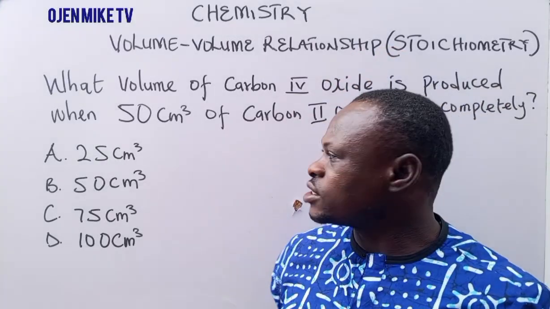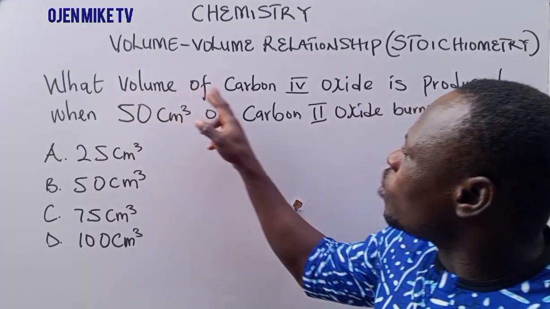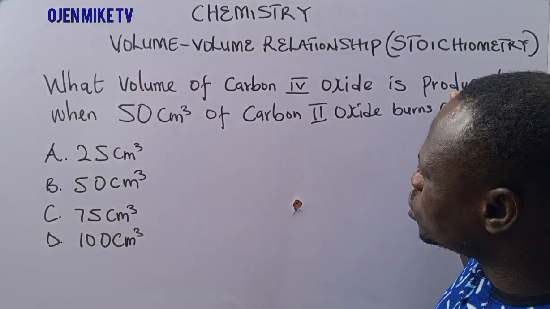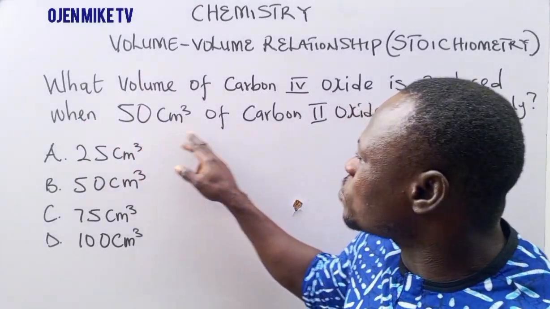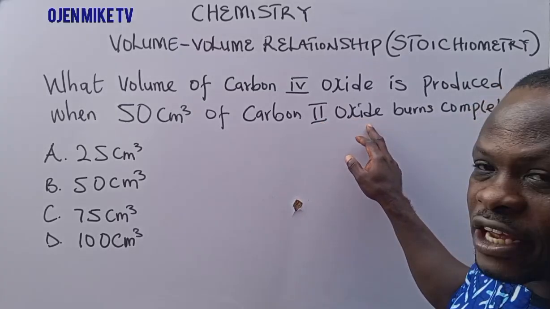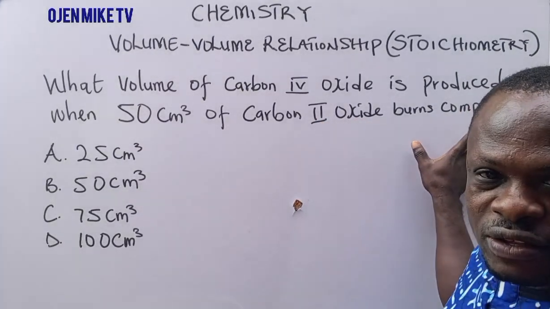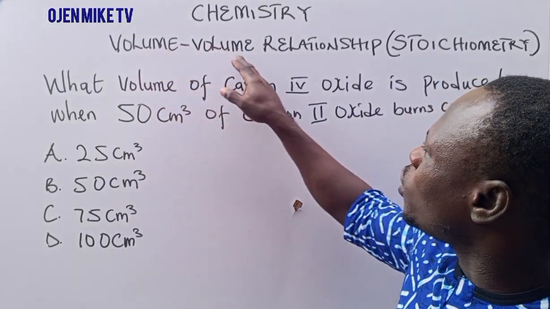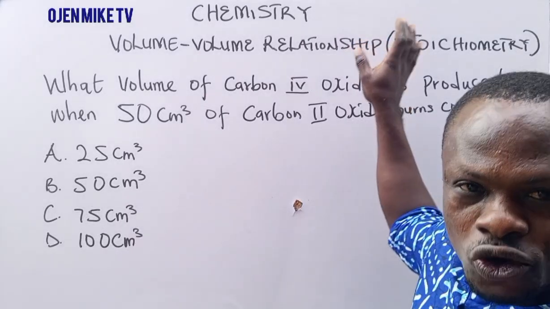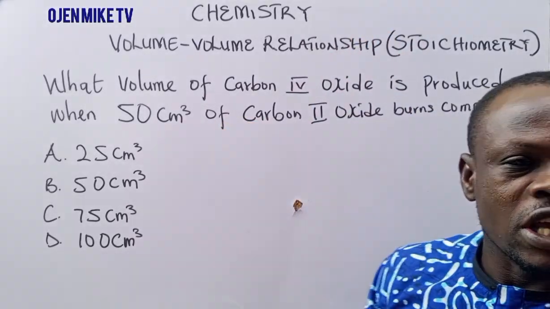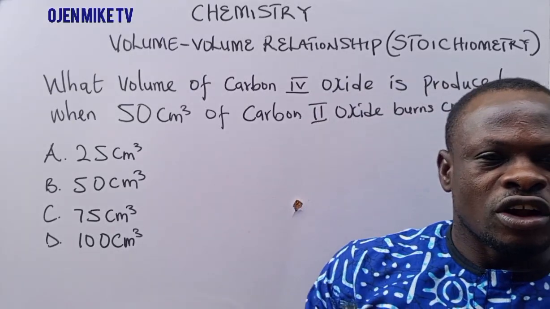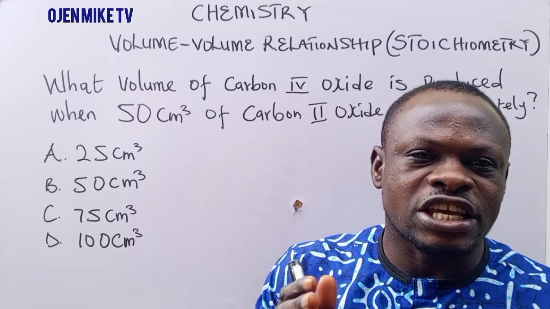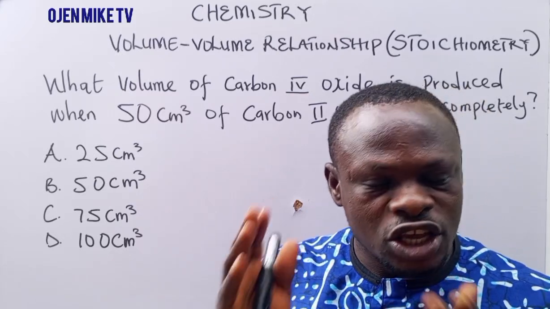The question reads: what volume of carbon monoxide is produced when 50 cm³ of carbon monoxide burns completely? Like I said, this question is coming from the volume-volume relationship under stoichiometry. Stoichiometry is the quantitative relationship between the reactant and product in a given balanced chemical equation.